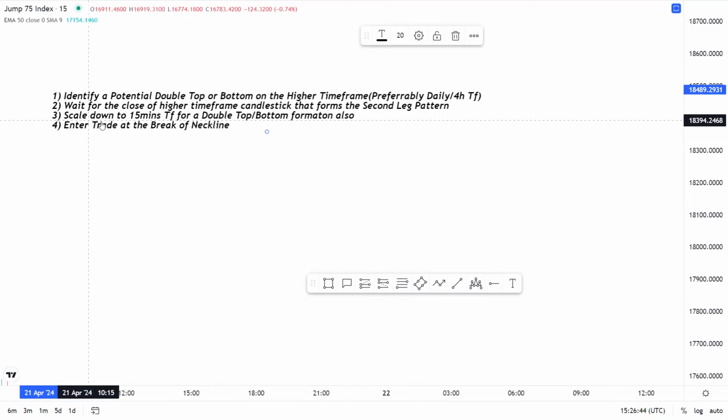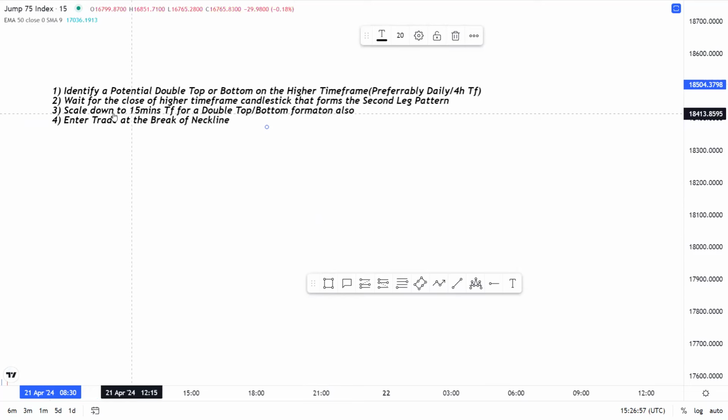And then the third thing here you need to do is you scale down to the 15 minutes time frame for yet another double top or double bottom formation, also on the 15 minutes time frame. So the 15 minutes time frame is our execution time frame, our entry time frame. So once you must have identified from the higher time frame, the hourly or the daily time frame, a potential double top or double bottom pattern, and waited for the candlestick close that forms the second leg of the pattern, and then you scale down to the 15 minutes time frame at the close of that candlestick on the higher time frame. And then from the 15 minutes time frame, also you want to see yet another double top or bottom pattern.